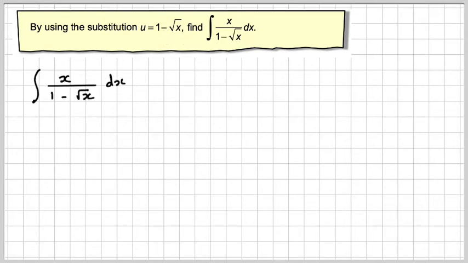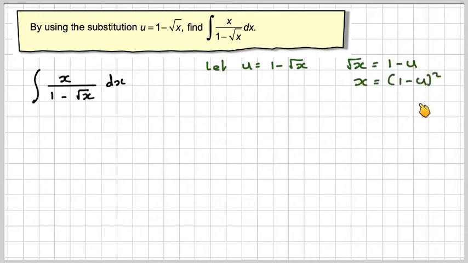So, let u be equal to 1 minus root x. Just rearrange that, so we're going to get root x is 1 minus u, and x is going to be equal to 1 minus u squared, which is 1 minus 2u plus u squared. We're going to need that to substitute for that x there.